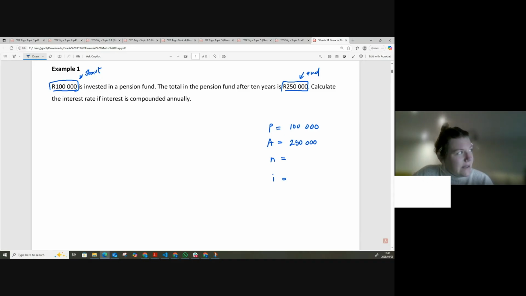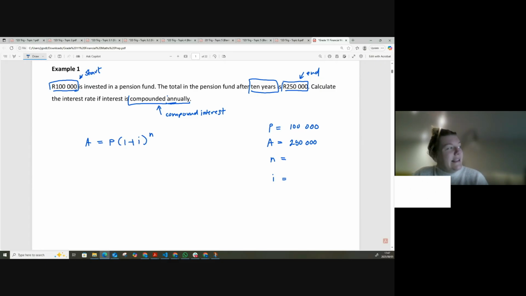Then it tells us that it was in that pension fund for 10 years and we are compounding annually. All this means is that it's telling us that it's compound interest. So by saying it's compound interest, we know we're going to use the compound interest formula. And they're telling us it's annual, which means it's only going to happen every year. So because it says 10 years, our N is going to be 10, because it's going to happen once every year. And we don't know what our interest rate is.